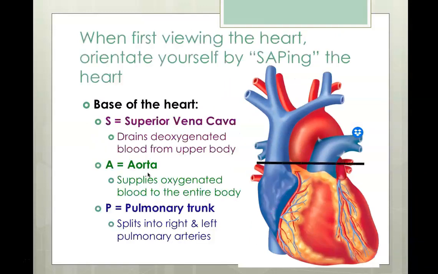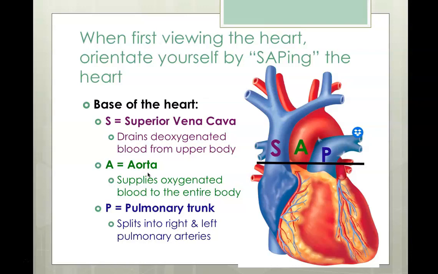So let's start off with the base of the heart. When you first have a heart and it's out of the body, you need to really orientate yourself. So the first thing that you want to do is SAP the heart, S-A-P. So S is going to be all the way to the right, which is your superior vena cava, and this is draining all of your deoxygenated blood from the upper half of your body. Next we have A. That is going to stand for your aorta, and this is supplying oxygenated blood to the entire body. And then lastly, we have P for pulmonary trunk, and this is going to contain deoxygenated blood within it, and we'll send that over to your right and left pulmonary arteries.